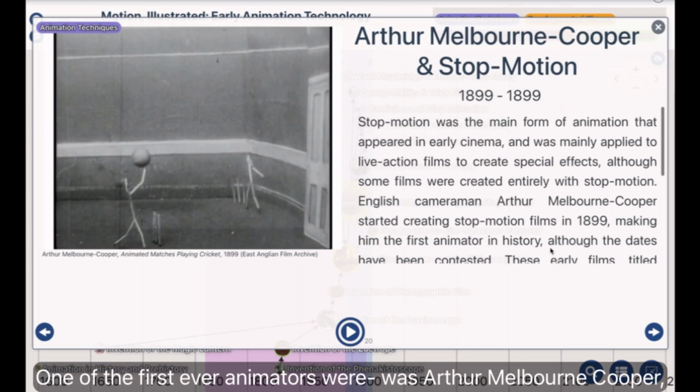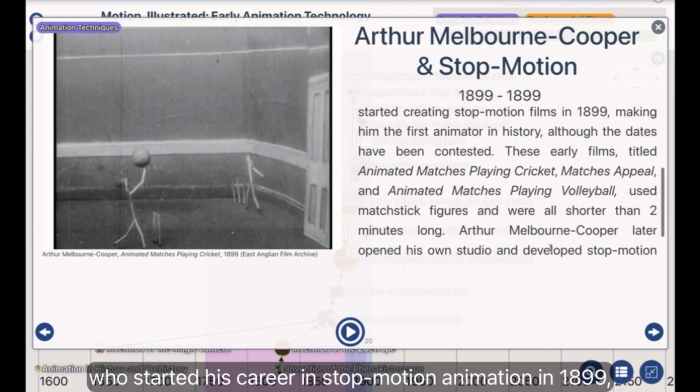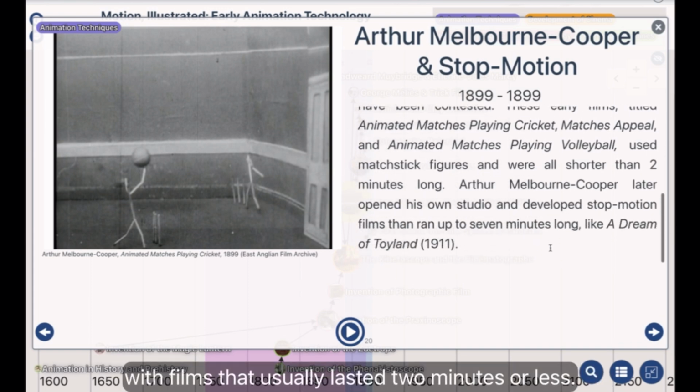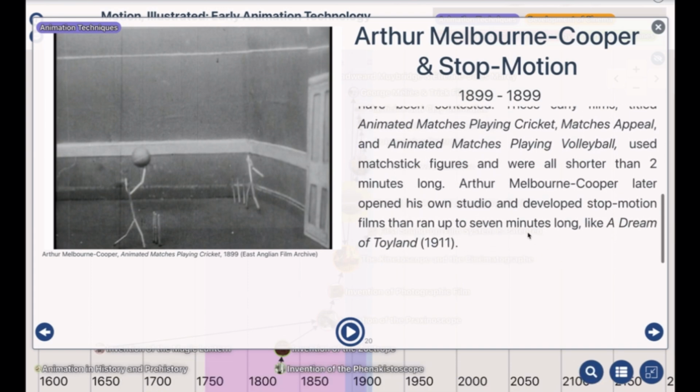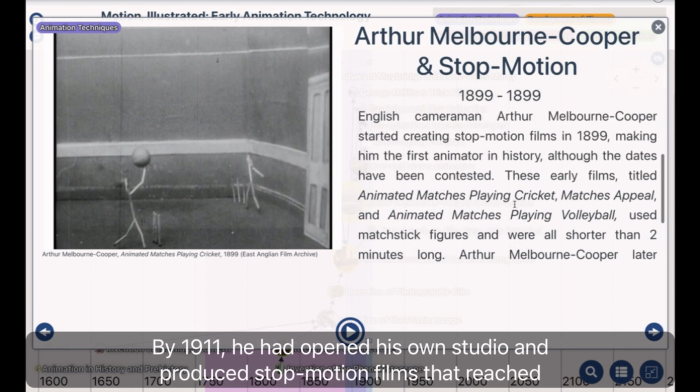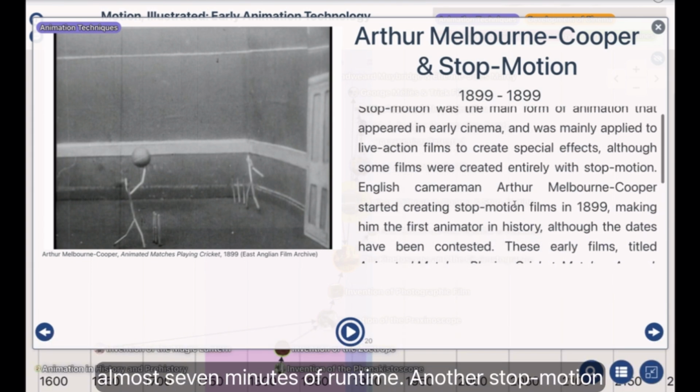One of the first ever animators was Arthur Melbourne Cooper, who started his career in stop-motion animation in 1899, with films that usually lasted 2 minutes or less. By 1911, he had opened his own studio and produced stop-motion films that reached almost 7 minutes of runtime.